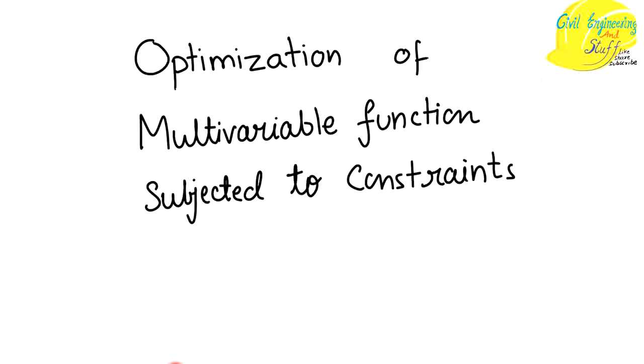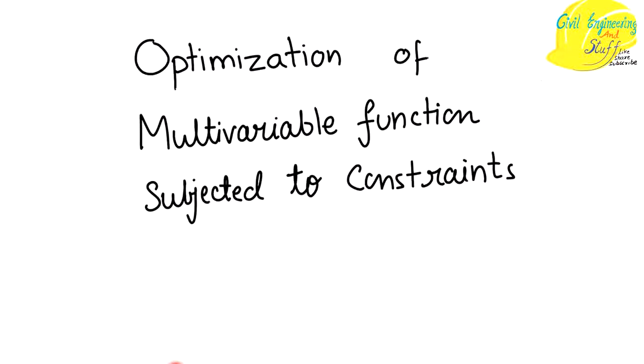Hello everyone. So up till now we have seen the optimization of a multivariable function, and from today we are going to study the optimization of multivariable functions subjected to constraints. Up till now we have seen the optimization of a multivariable function, that is a function that is dependent upon more than one variable, right?